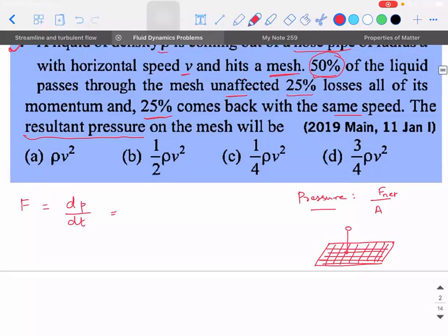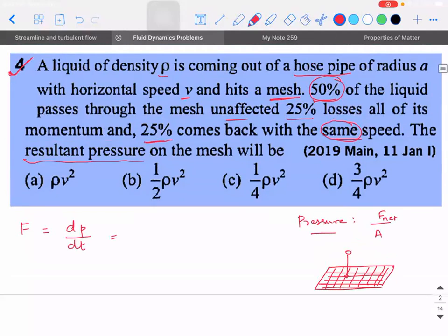Okay. So since they have used the words same speed here, 50% of the liquid is going with the same speed, correct? And 25% is coming to rest, means its velocity is becoming zero. And the 25% is rebounding with the same speed. So here, which parameter is responsible for the momentum to change?